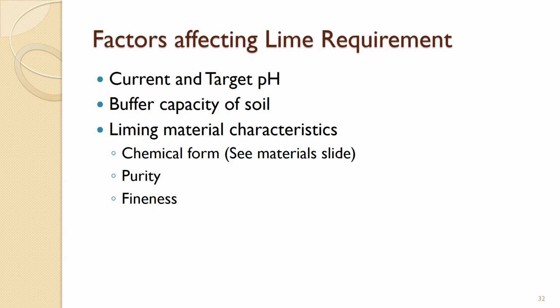So we need to know our current pH and what we want it to be. We call this our target pH. We need to understand the buffer capacity of the soil, which is where the Socorro buffer test comes in. And then we want to know our liming material characteristics. What is the chemical form? What is the purity of the lime? And what is the fineness of the lime that we're using? Because as you've learned in this class, particle size makes a big difference. The smaller and more fine the material, the more surface area and reactivity, and so therefore we will need less of it.